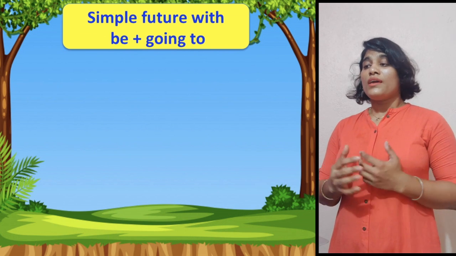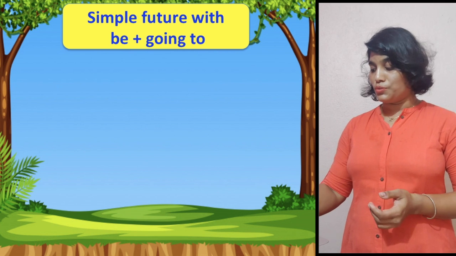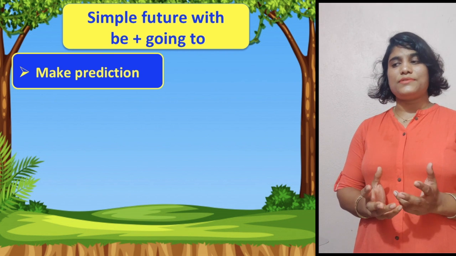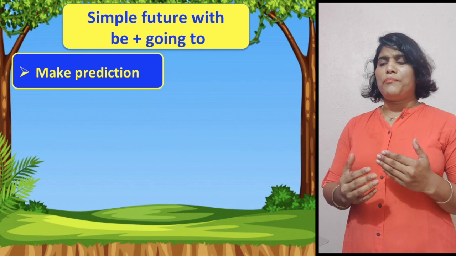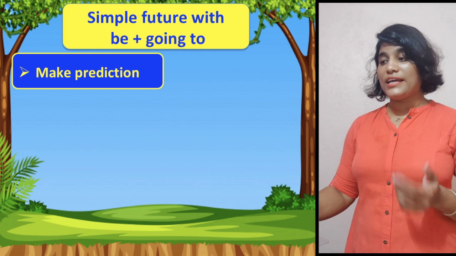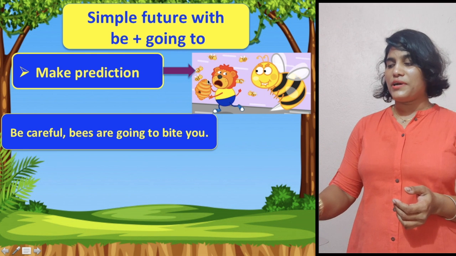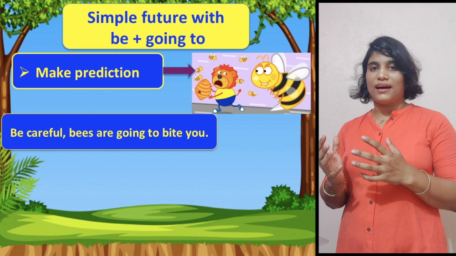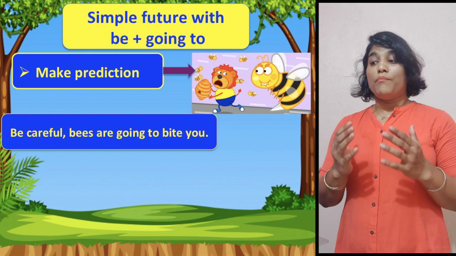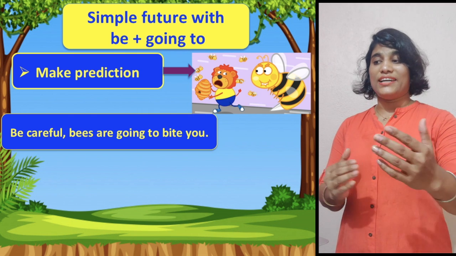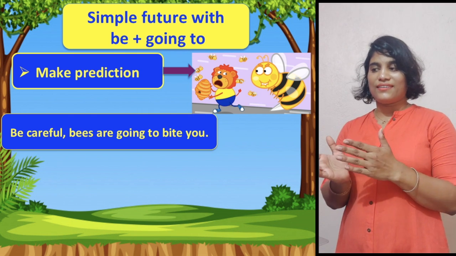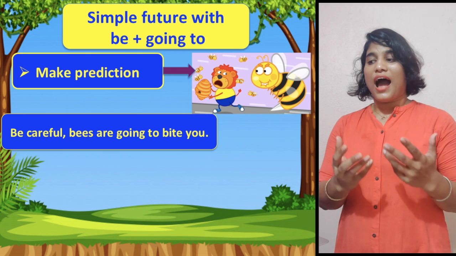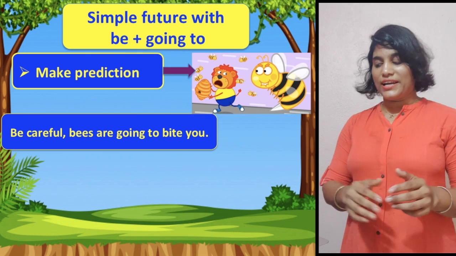Now it's time to see how we use going to. Here there are some sentences where we are making a prediction. Here you find a picture, one lion is running with honey and someone is saying, be careful, bees are going to bite you. This is a prediction. As the lion is stealing something, it is a prediction by someone that, be careful, the bees are going to bite you.